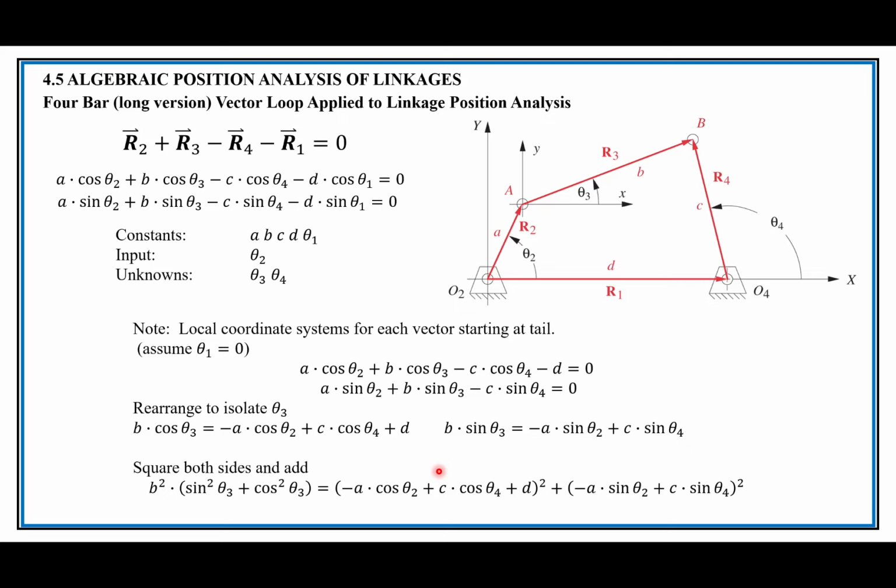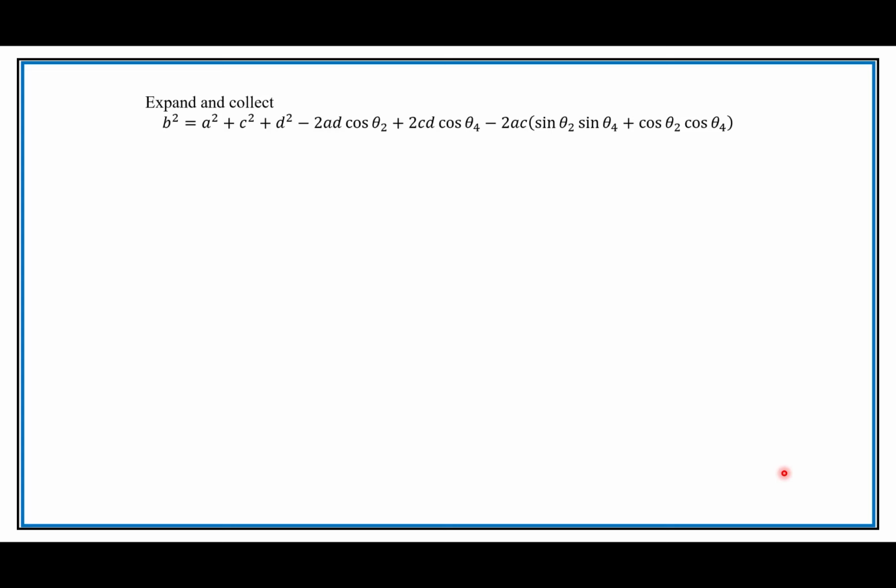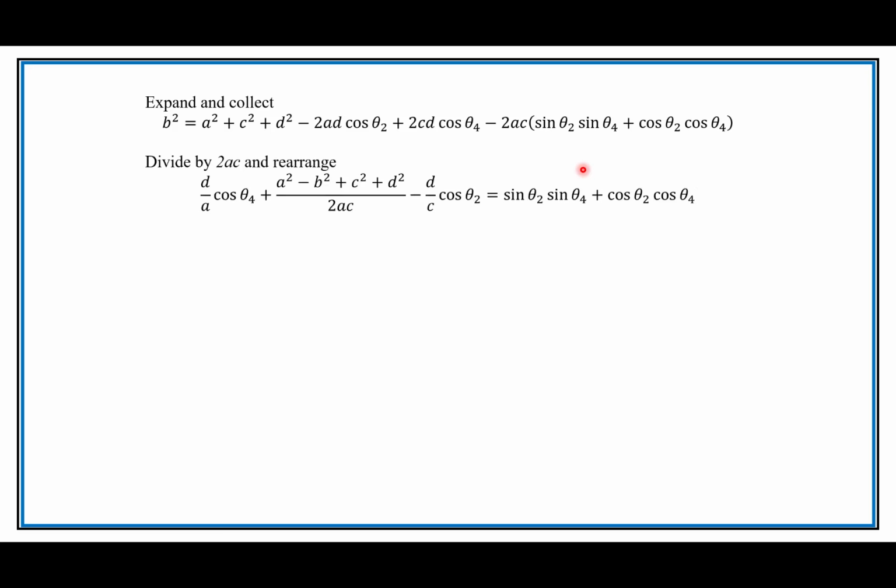If it was only that easy. Because it's stuck inside a cosine and a sine, it's still not very easy to solve for in closed form. So we'll arrange them, expand and collect. There were some squared terms inside of brackets, so we stretch them out, and then we collect common things. We divide by 2AC, and we rearrange.